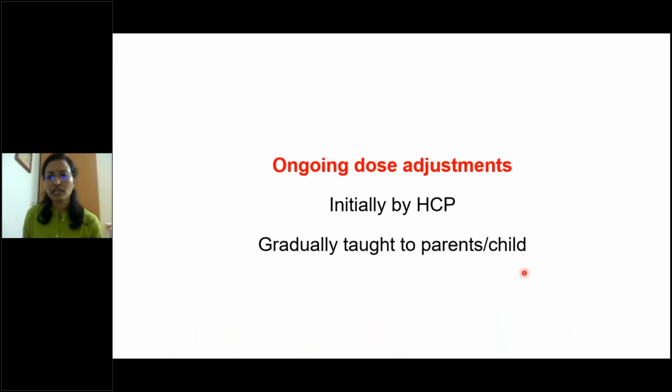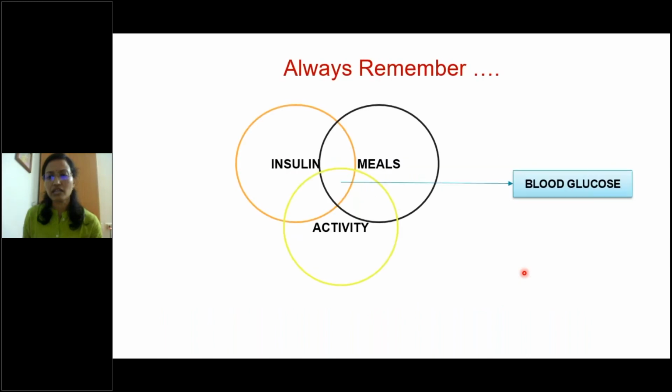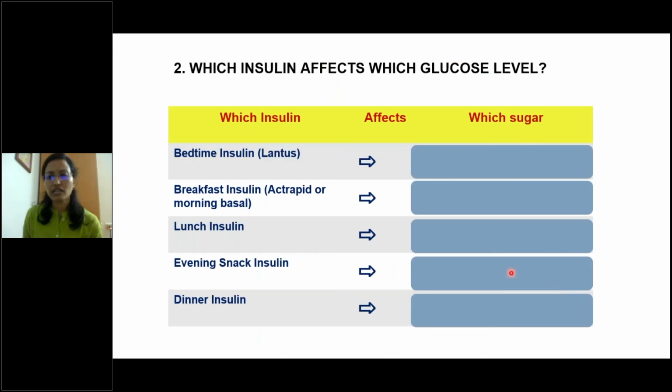And very quickly, I'll go through ongoing adjustments in the next 2 to 3 minutes. Initially, we do the adjustments, and later on, we'll try to teach the parents. We need to remember that blood glucose depends on these three: insulin, meals, activity. So if we adjust the insulin, we also teach meal adjustments and activity adjustments to the parents. Remember the action of the insulin, and remember which insulin affects which glucose, so that you can adjust that particular insulin.